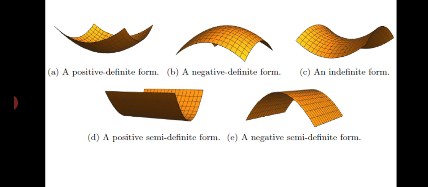Figures D and E both have non-trivial kernels. We say that the form in D is positive semi-definite. That means Q(x) is greater than or equal to 0 for all values of x, but there is some non-zero vector x so that Q(x) equals 0. Similarly, the form in figure E is negative semi-definite: Q(x) is less than or equal to 0 for all x, but there is some non-zero vector where Q(x) equals 0, as we discussed in the previous lecture.